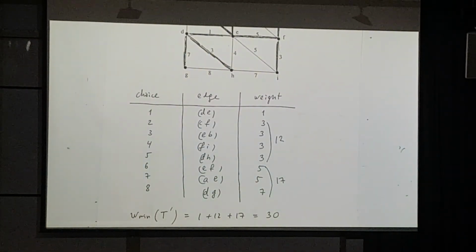Any questions about Kruskal's? Sorry? Yeah, I'm going to discuss this next. Anything about executing the algorithms before that? Yes.